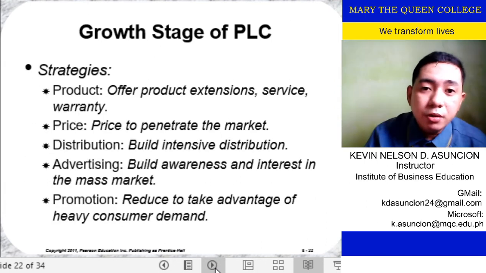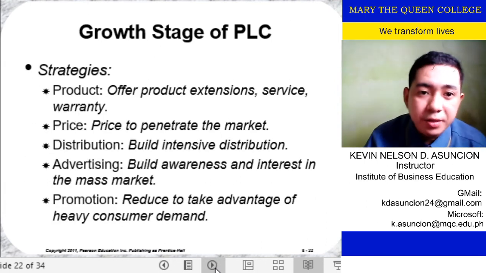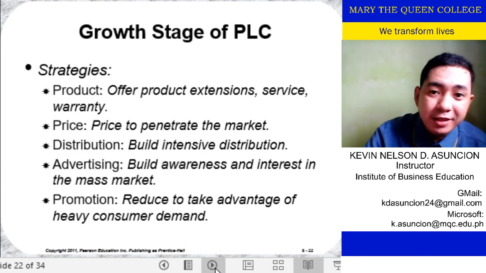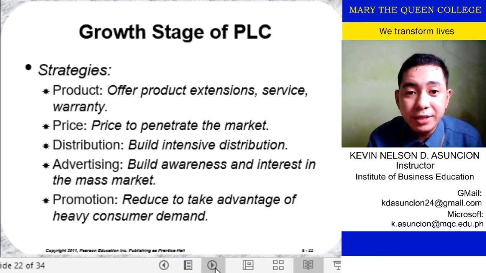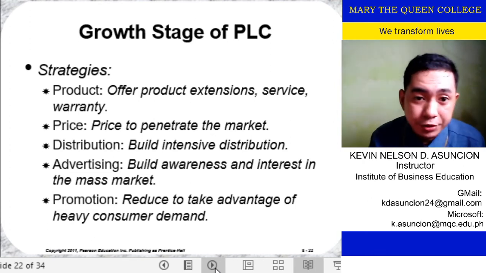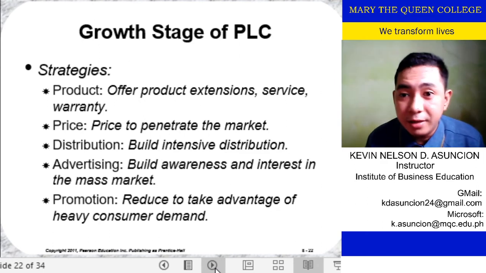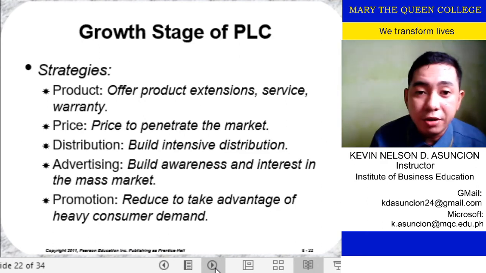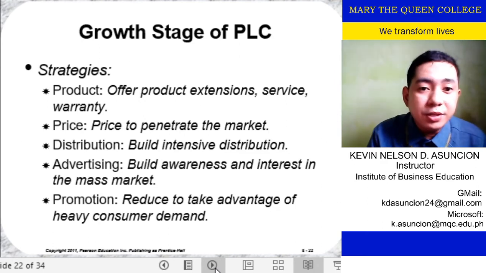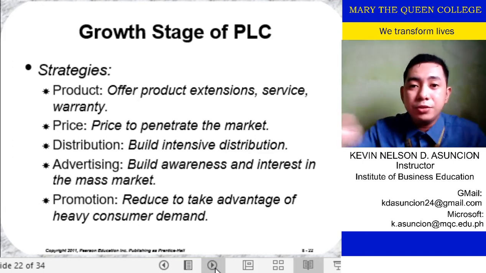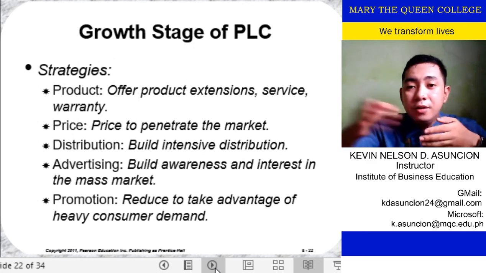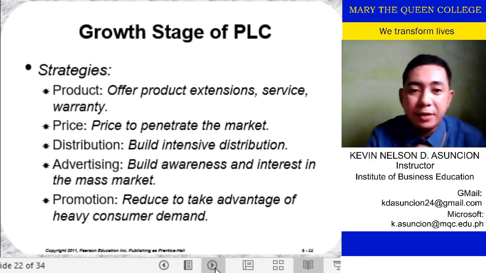And then, we go to the growth. Growth of the PLC strategies. Offer product extension, service, and warranty para ikaw na sa'yo na bibili. Masubukan ka at sa'yo na bibili kasi marami kang options. The price to penetrate the market kasi nga, naging average na yung cost mo. Then distribution is to build intensive distribution. Kaya pinapalaki mo yung market mo, so you need to be intensive. Magiging aggressive ka sa pagdi-distribute.